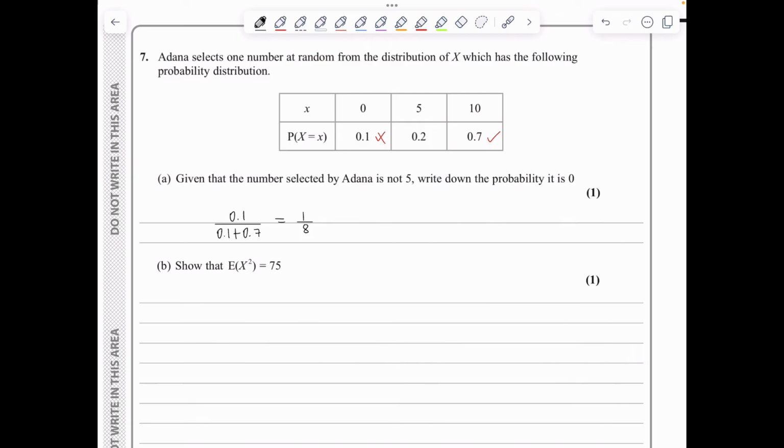We are then asked to show that the expectation of x squared is 75. So to find the expectation of x squared, I'm squaring each possible value of x and multiplying with the associated probability. So 0 squared times 0.1 plus 5 squared times 0.2 plus 10 squared times 0.7, which if I plug on the calculator, I get 75 as required.